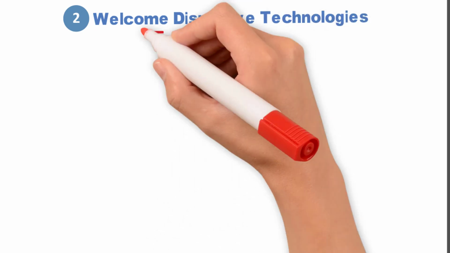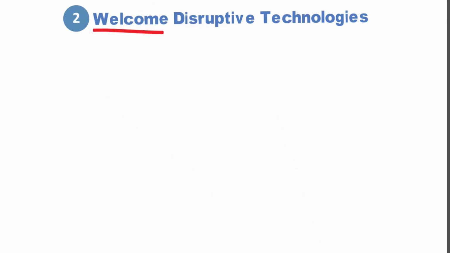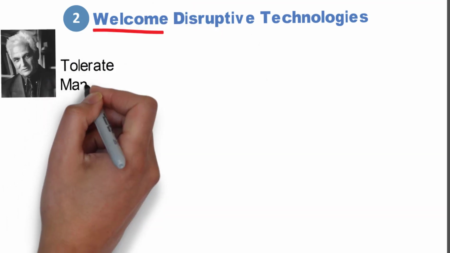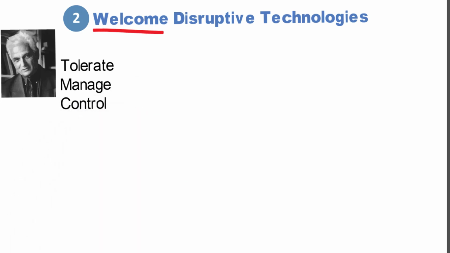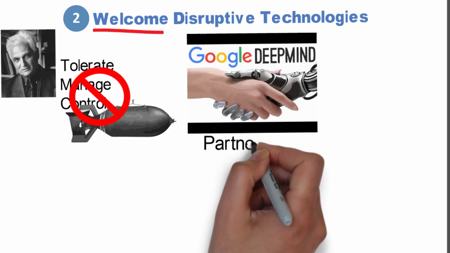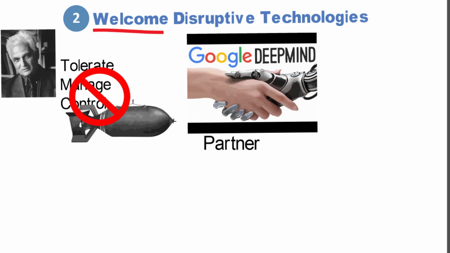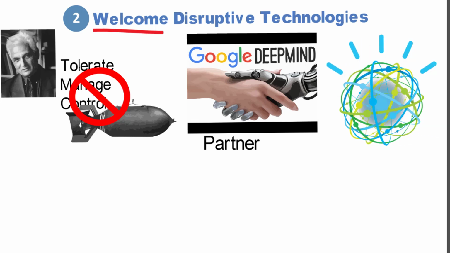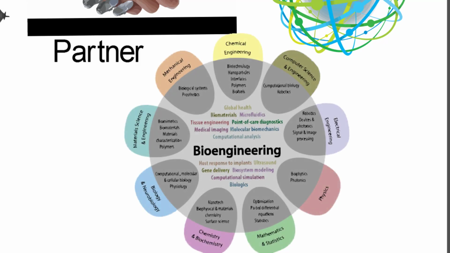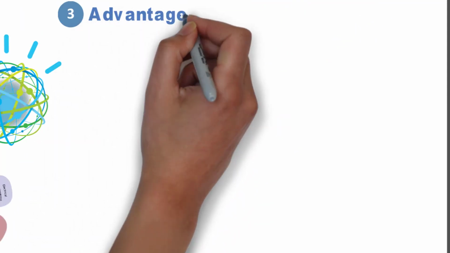The second value that he has is to welcome disruptive technologies. This is important because if you take something where we say that we have to tolerate, manage, or control, this is Derrida's thing about tolerate, he says that basically we had to do that for the atomic bomb, but for these new disruptive technologies, we really have to partner with them. So with Google DeepMind, with Watson, and with some of the efforts going on in bioengineering, we really have to learn how to partner. And partner means we have to learn how to work with them, not to control them.